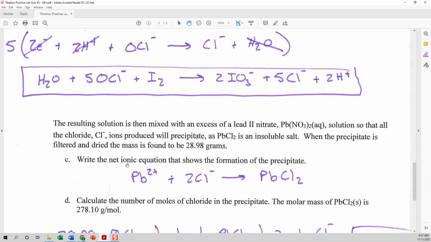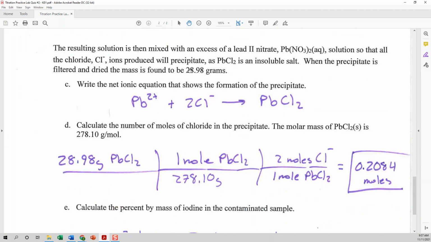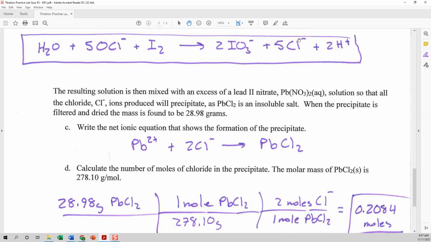So we want to write the net ionic equation that shows the formation of the precipitate: lead 2 plus ions plus 2 chloride ions yields PbCl2. And based on the mass of the precipitate produced, we want to figure out how many moles of chloride were produced. Remember, all the chloride was formed by this reaction.